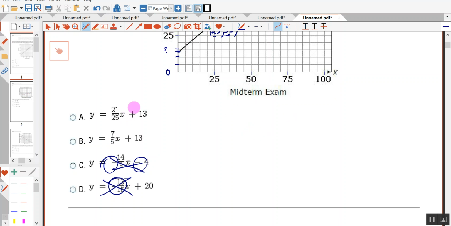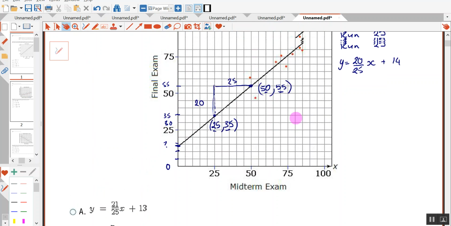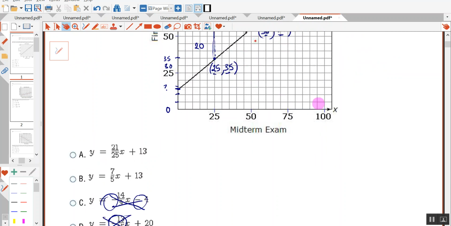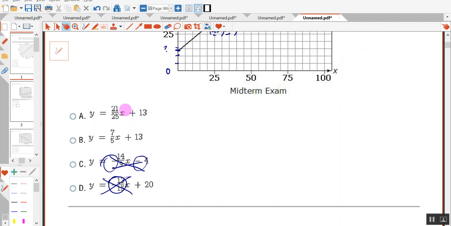And do you notice that, just to add a little bit, the rise is smaller than the run, which is what we got. But this one, the rise is bigger than the run. So are we quite happy that it's A? Yeah. Does that make sense? Yeah. Right.